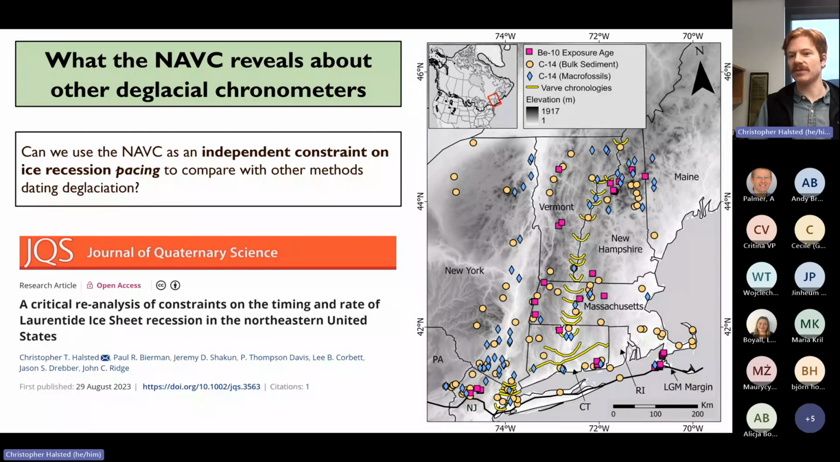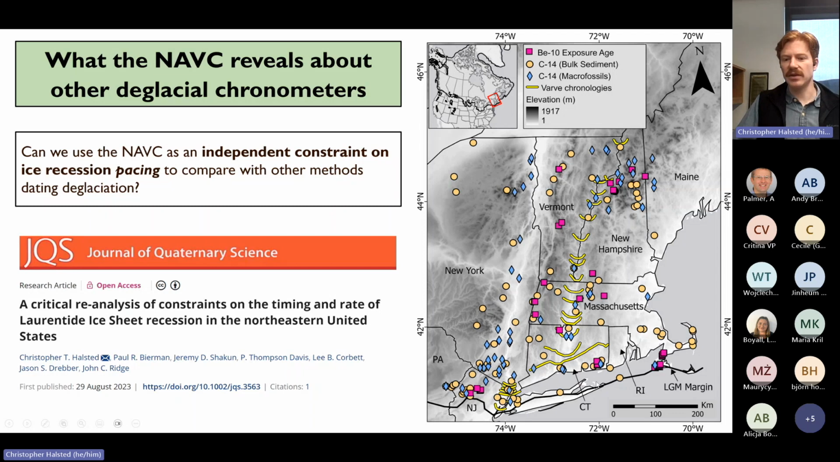And the way we did that was by using the Varve chronology as just a record of the pacing of ice retreat, and then reconstructing ice retreat according to all these different chronometers and seeing which one matched the pacing of ice retreat best to the Varve chronology. So I'll explain that a little more as I go. But this is the map that we came up with.